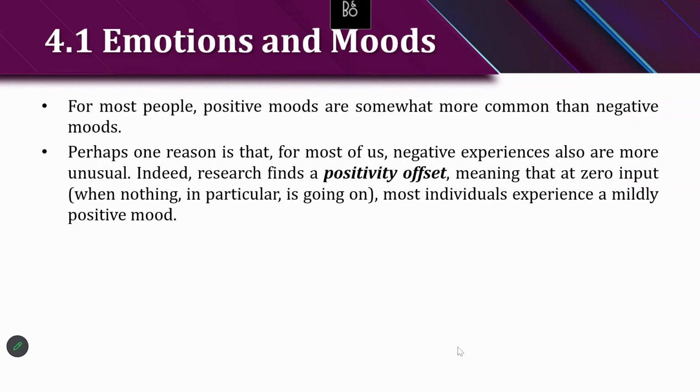So in such cases, people will usually be in a mild positive mood. They will not be experiencing positivity with high intensity. They will be mildly in a positive mood, and that is called the positivity offset. Okay, the state of being in a mild positive mood when there is zero input to become positive or to become negative, people are usually in a mild positive mood, and that situation is called the positivity offset.